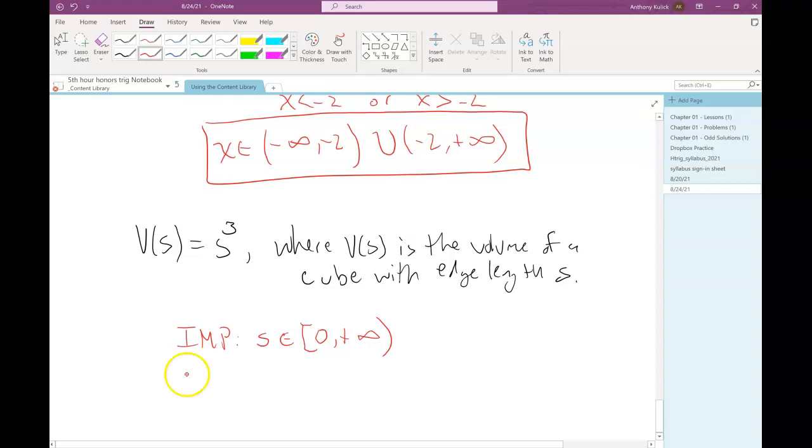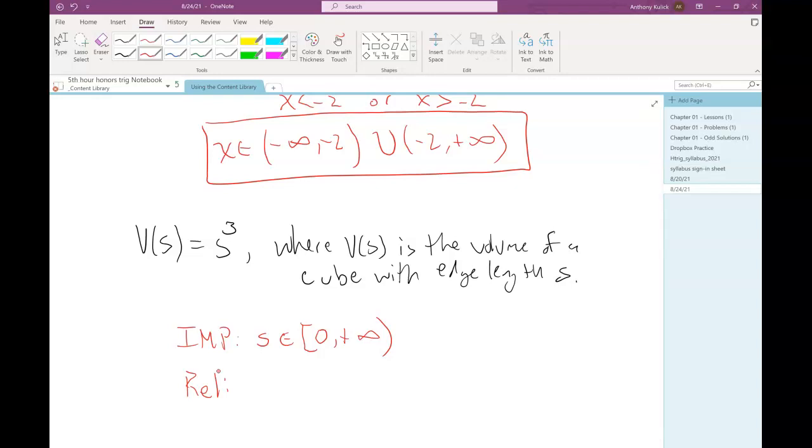Now, if I look at the relevant domain here, I'm going to go ahead and look at the function. I see only one operation going on there, cubing, right? Which is really just repeated multiplication. Everybody agree with that? s cubed is the same thing as s times s times s. And we already established that multiplication doesn't pose a problem.